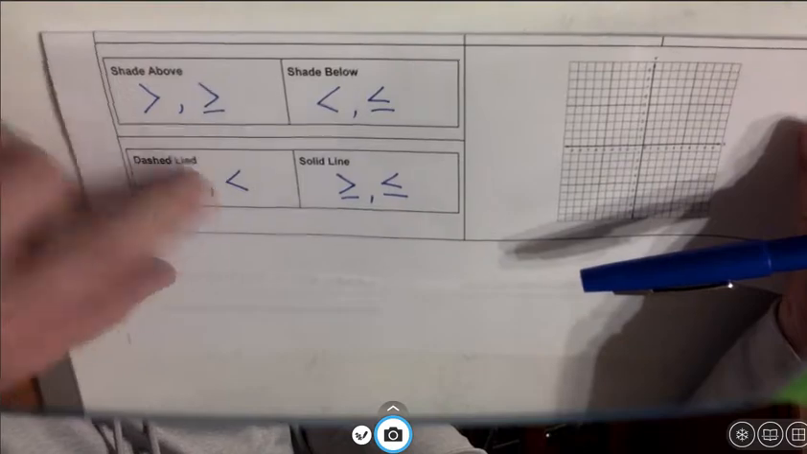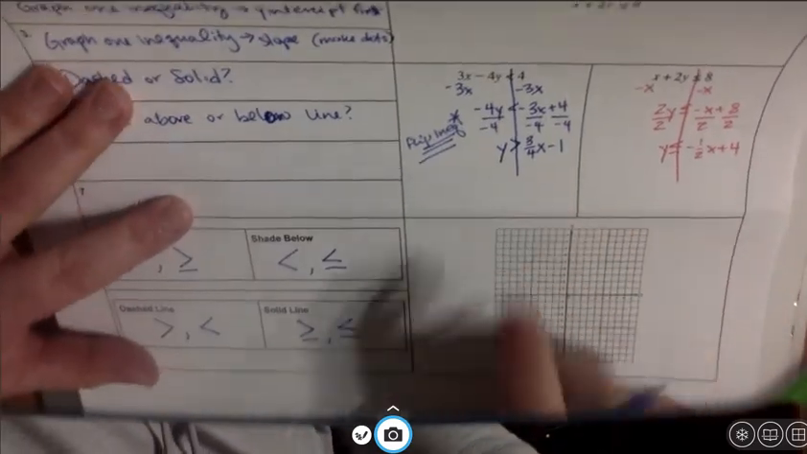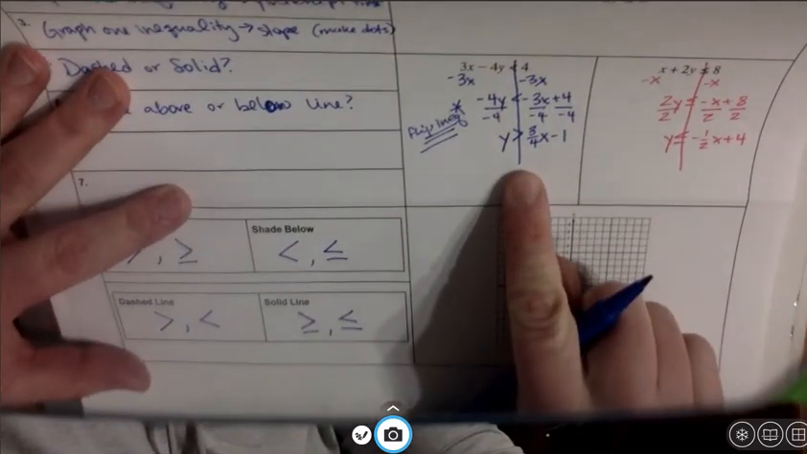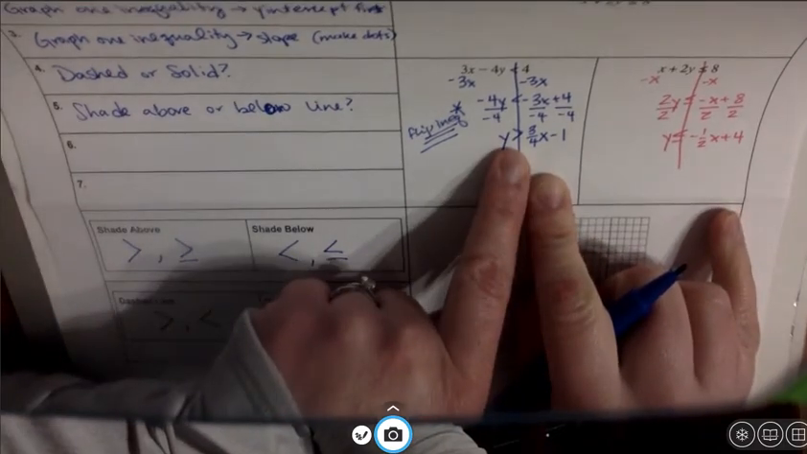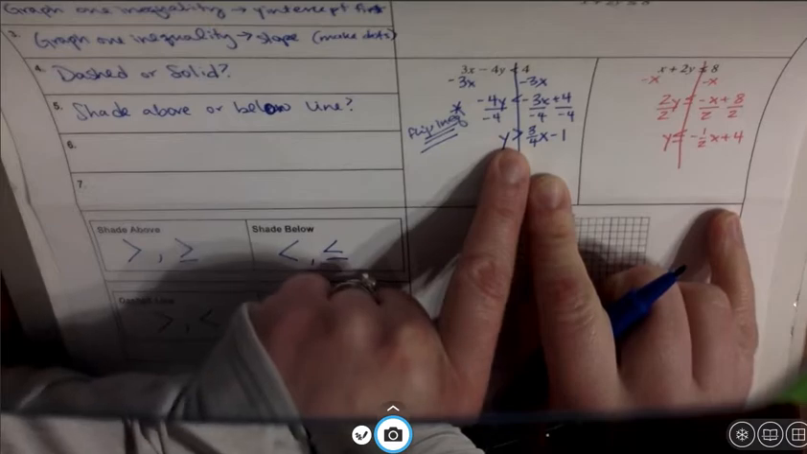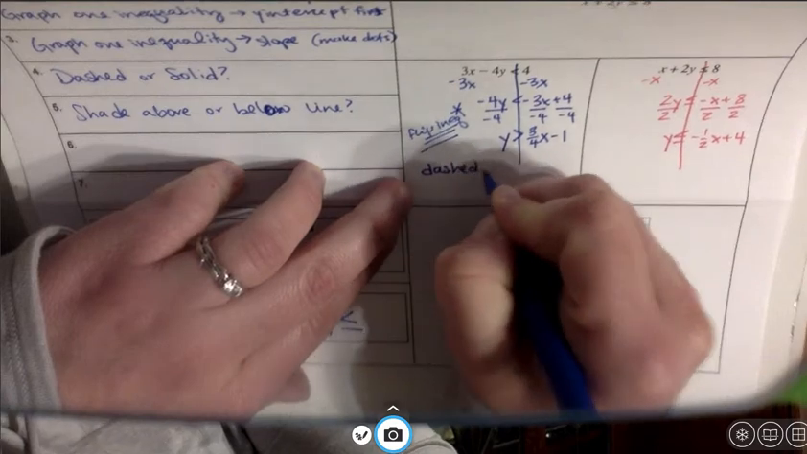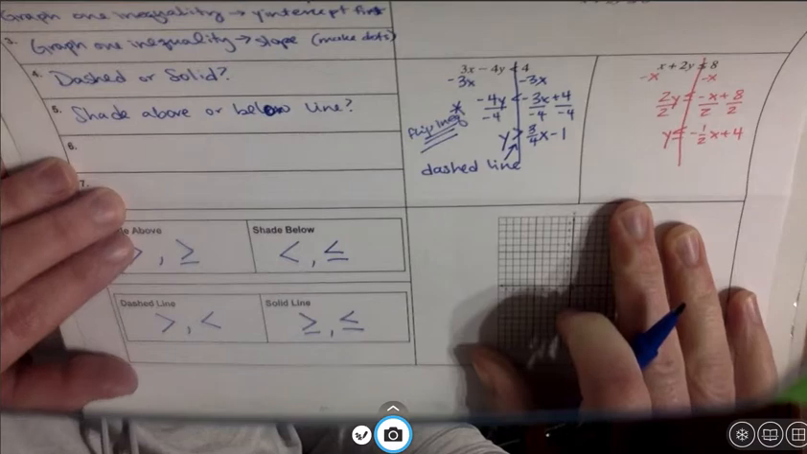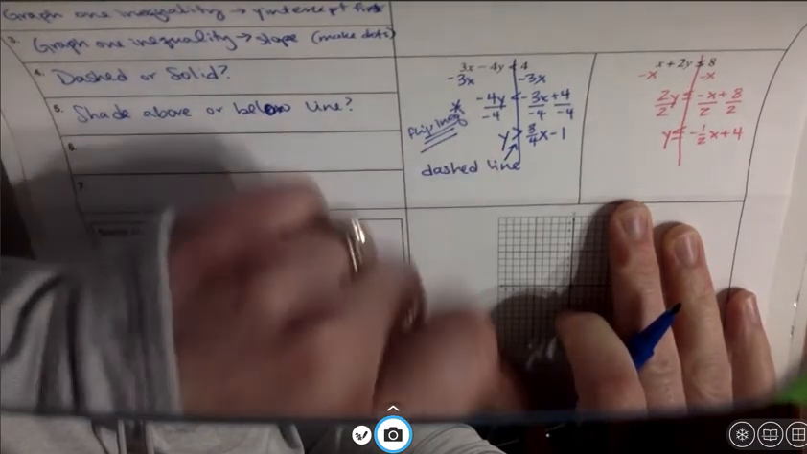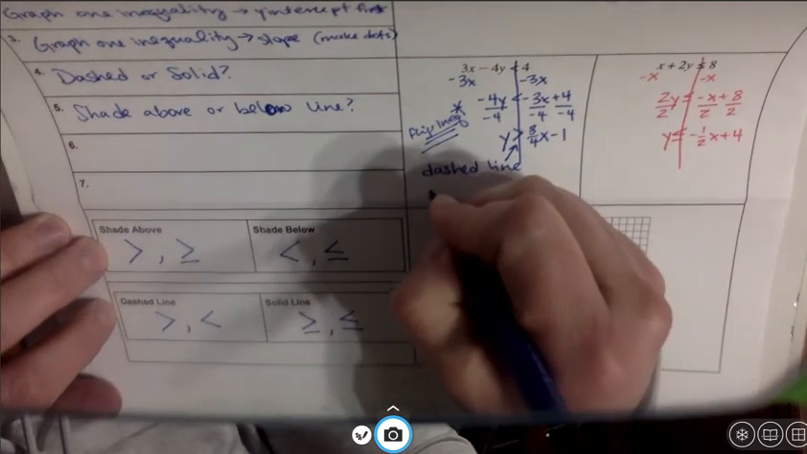So shade above or below, here's my awesome information for that. So if I look at this particular inequality here, y is greater than 3/4 x minus 1, I can say this is going to be dashed or solid. There's no equal to, so it's going to be a dashed line. And because of that inequality symbol, it's also greater than, and greater than means that I'm going to be shading above.